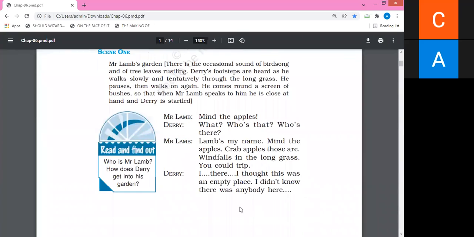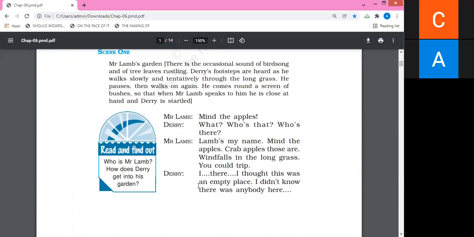Now let's move on. I thought this was an empty place. I didn't know there was anybody here. Just look at the words of this guy. Derry, or Derek, was literally confused.